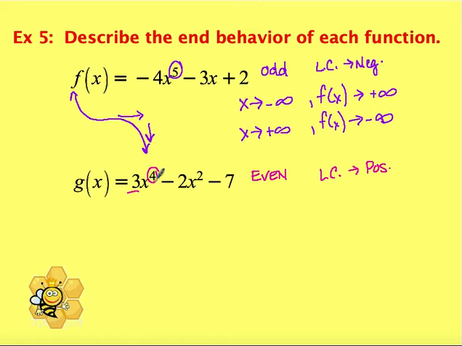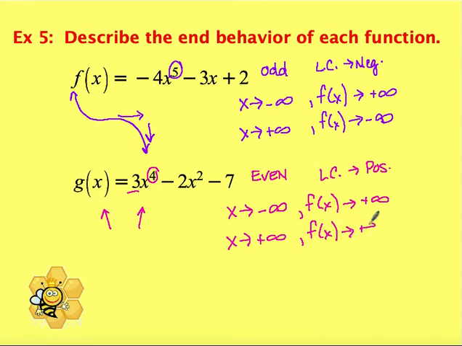Because that degree is even, it means it's going to end in the same direction. And because that leading coefficient's positive, they're both going to end up. Now, I don't know what it does in the middle, but I know they're both going to end up. So as x moves to negative infinity, the function is going to move to positive infinity. As x moves to positive infinity, the function is going to move to positive infinity. Remember, this just means left and up and right and up, so that they're ending in the same place.